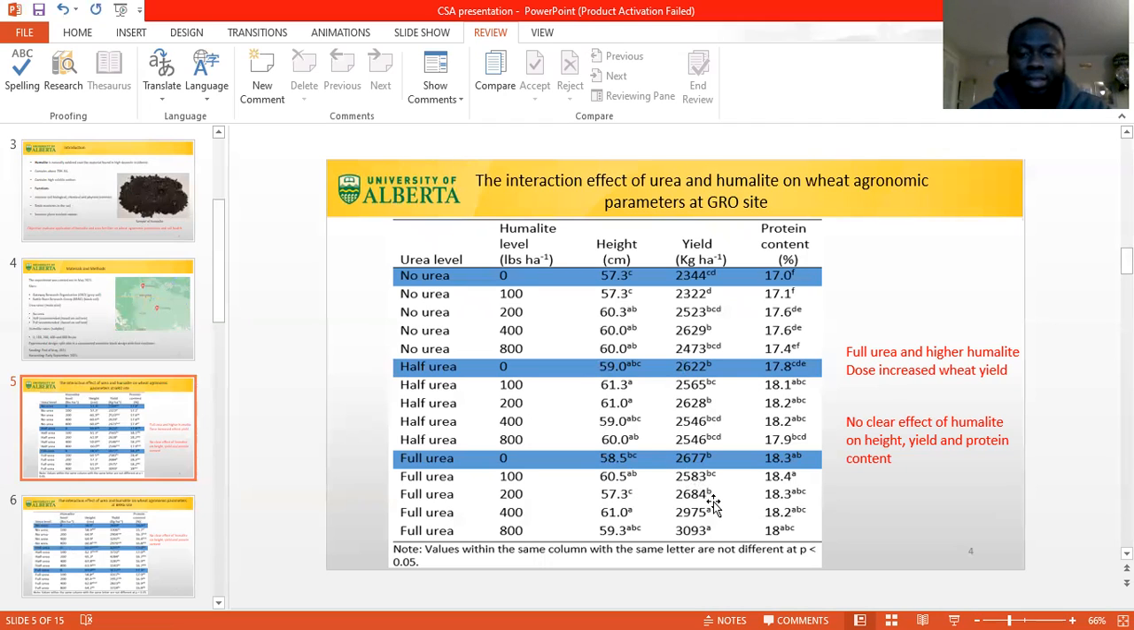With respect to the yield, full urea and a high rate of humalite significantly increased yield as compared to all the treatments. With respect to the protein concentration or protein content, the highest protein content was found in the treatment of full urea and 100 pounds per hectare humalite. But as you can see, even the 0 humalite application also had significant results, and so therefore no clear effect of humalite can be made.